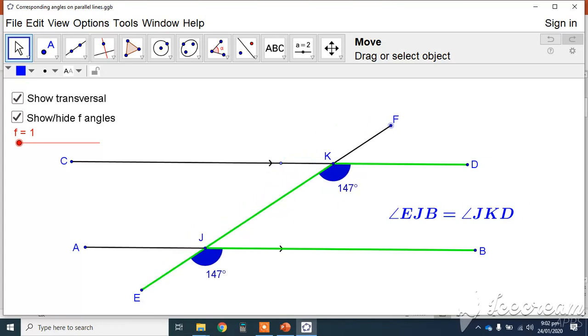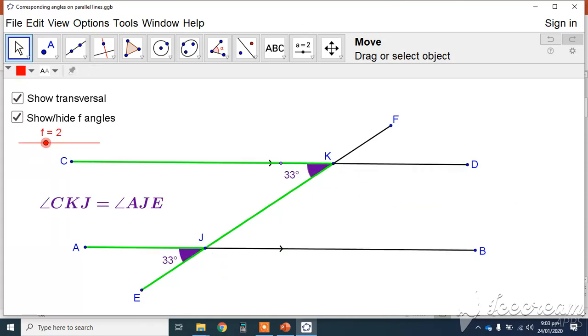Right, well, that's not the only corresponding angle on this diagram. Let me show you another corresponding. Hang on, before I do that, corresponding angles are often nicknamed F angles because you can see here it forms an F shape, right? An F shape. Okay, let's show you another pair of corresponding angles. Here we go. Here's a pair of corresponding angles on the other side.